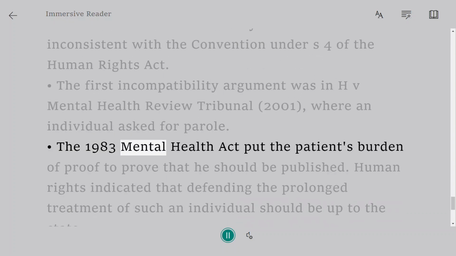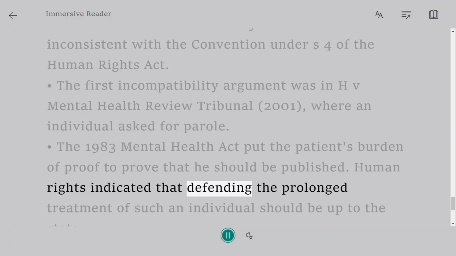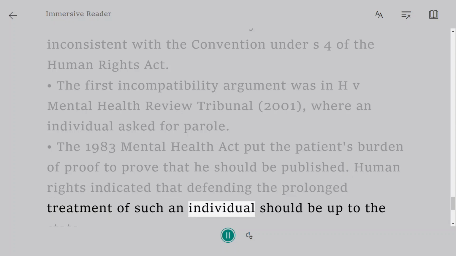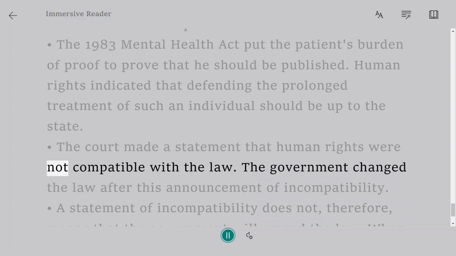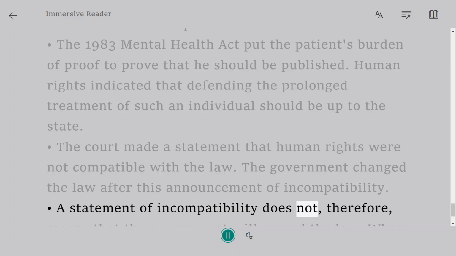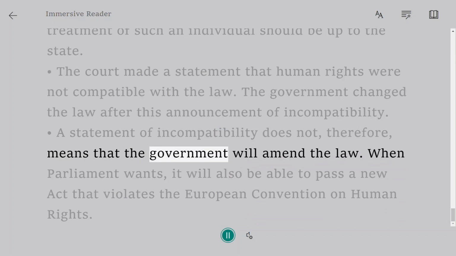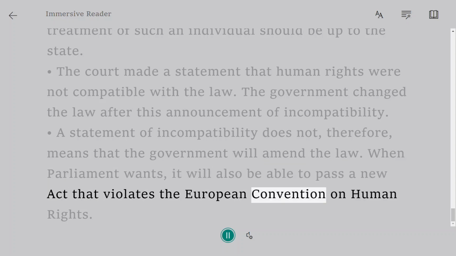The 1983 Mental Health Act put the burden on the patient to prove that he should be released. Human rights indicated that justifying the prolonged treatment of such an individual should be up to the state. The court made a statement that the law was not compatible with human rights. The government changed the law after this declaration of incompatibility. A statement of incompatibility does not, therefore, mean that the government will amend the law. When Parliament wants, it will also be able to pass a new act that violates the European Convention on Human Rights.